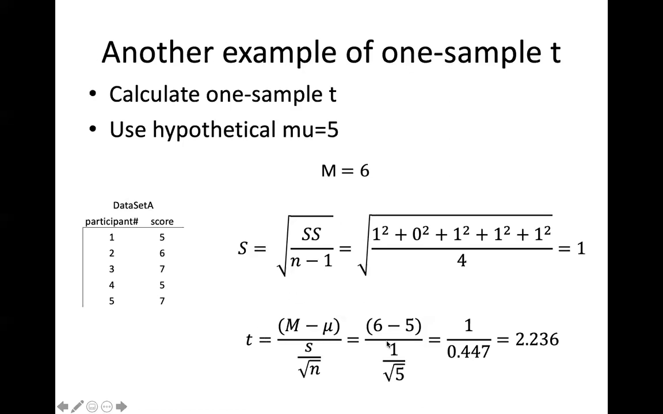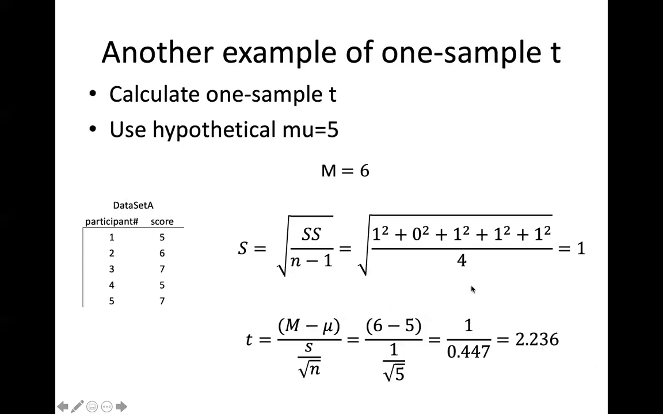And so this is how you set up the t equation. 6 minus 5 is the numerator. The sample standard deviation happens to be 1. Where does this number 5 come from? That's the number of participants. Yep, that is the sample size. And this is the denominator of the t equation, the estimated standard error. And so this is how you set up the t equation here, and t is 2.236.